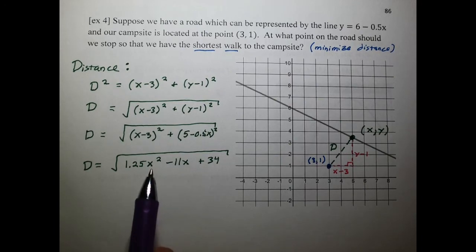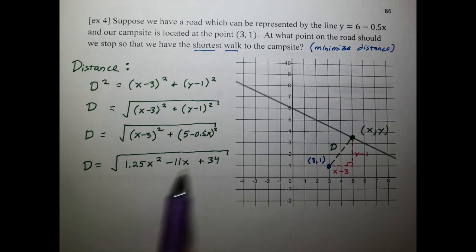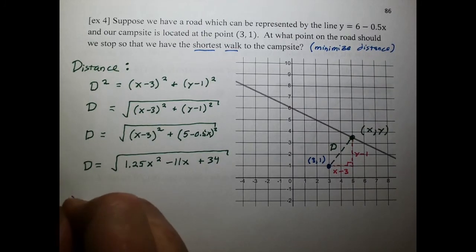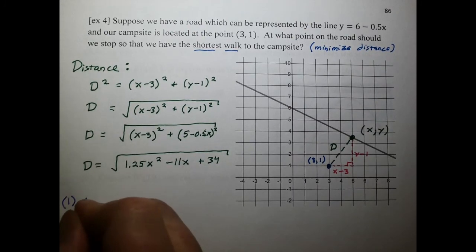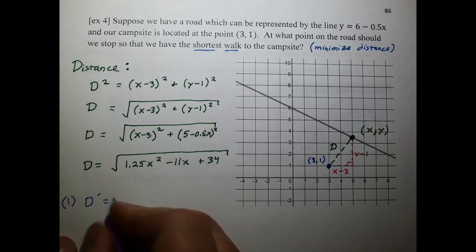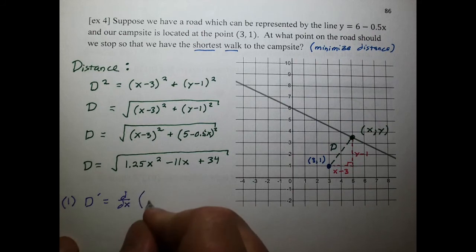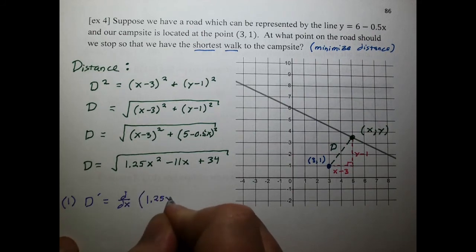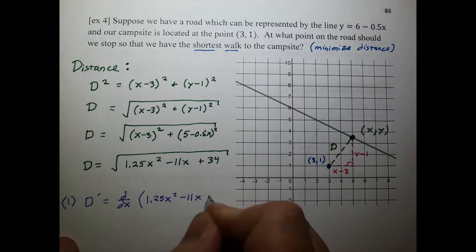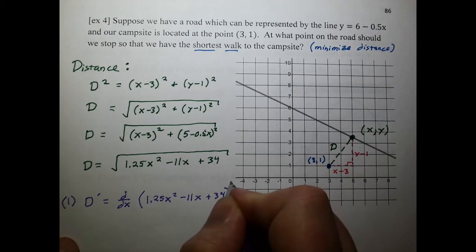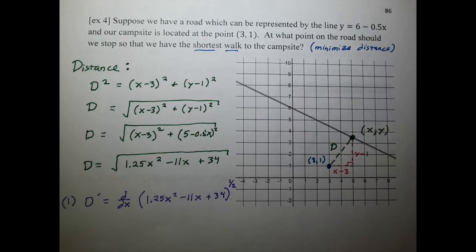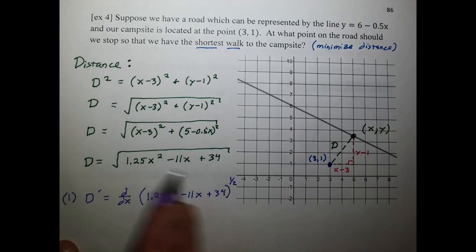Now that we have a formula for the distance, in order to find the minimum distance, we can use calculus, which means step number 1 is to find the derivative. So the derivative, or d prime, is going to be the derivative of 1.25 x squared minus 11x plus 34 raised to the 1/2 power, because that's equivalent to a square root.